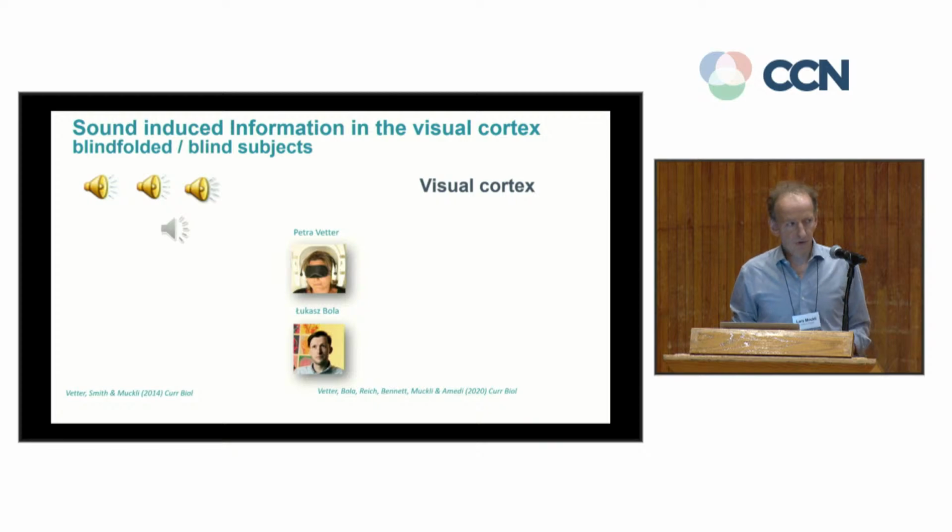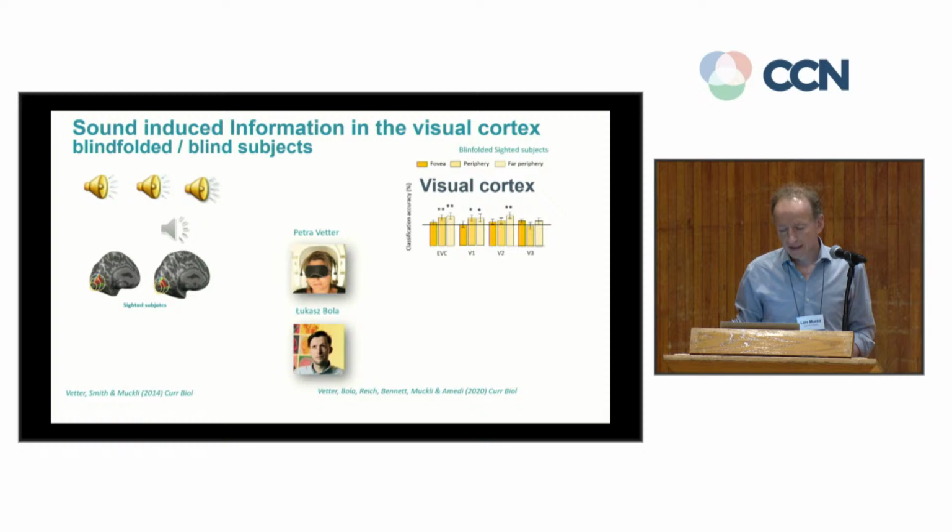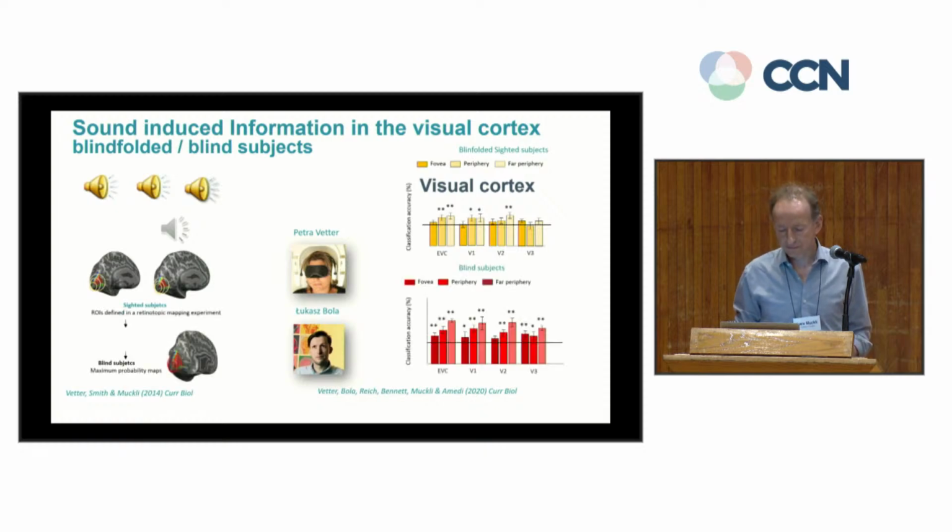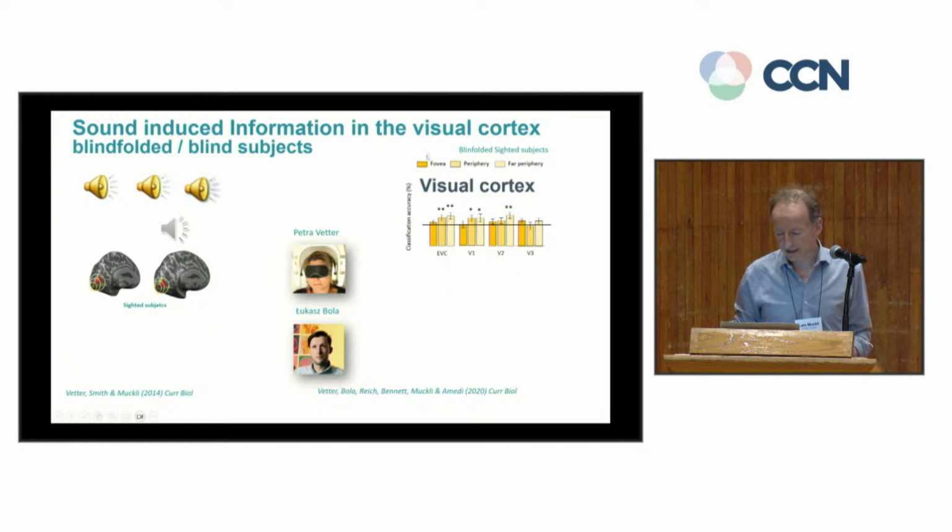Another example, feedback from a different sense, is this example. We've blindfolded our subjects, so there is no feed-forward input to V1, and we present them with these auditory stimuli. And we can decode the auditory scenes in V1, and more in the periphery than in the fovea.